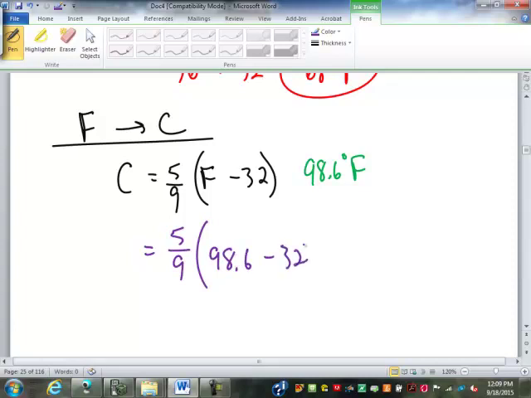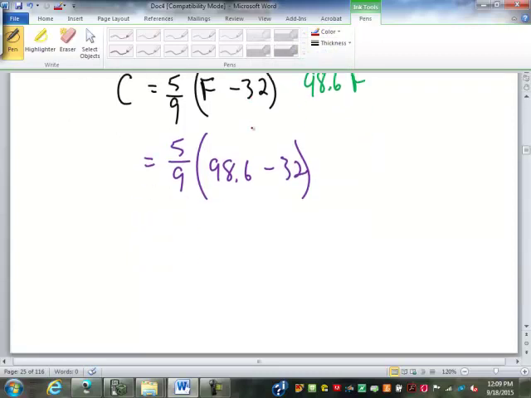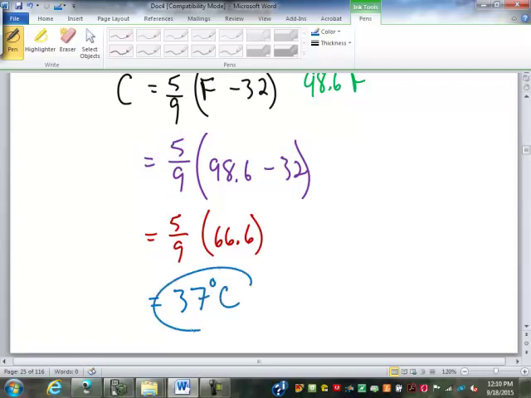98.6 minus 32. Order of operations says we have to do the parentheses first. 98.6 minus 32 is 66.6. Then we're going to multiply by 5/9. 5/9 times 66.6 is 37. Correct? So, 37 degrees Celsius is human body temperature.